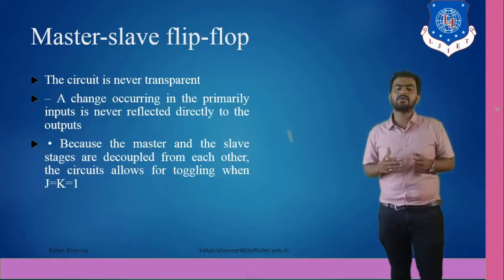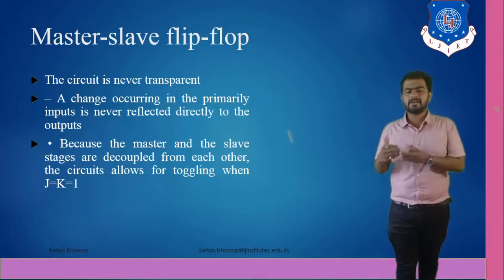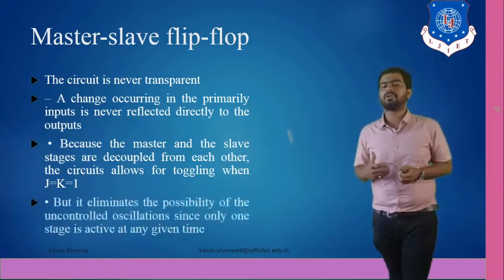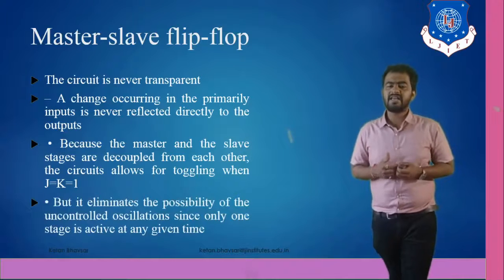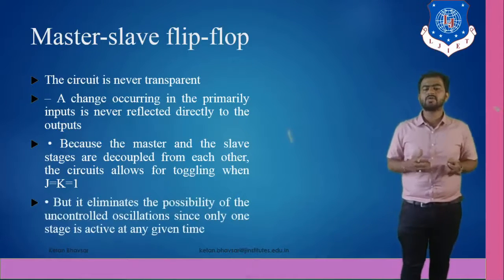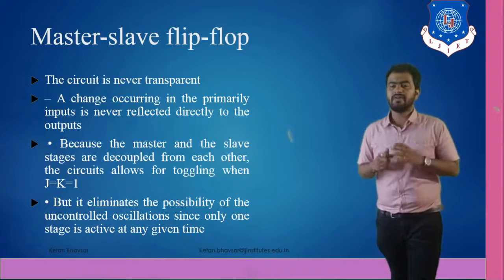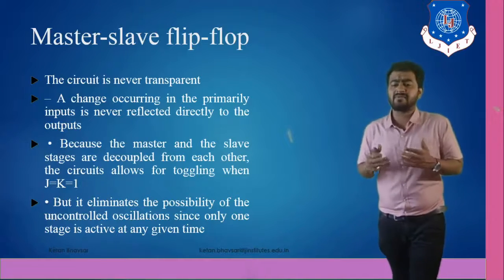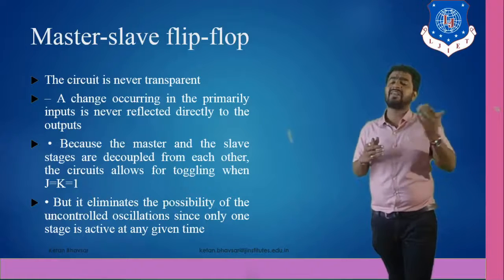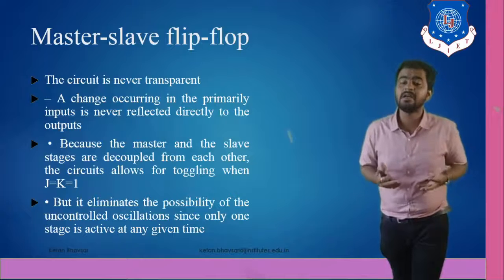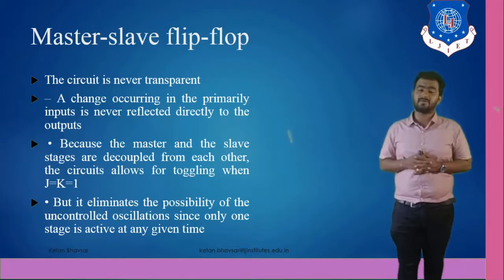Because the master and slave stages are decoupled from each other, the circuit allows toggling when J and K are both equal to 1. But it eliminates the possibility of uncontrolled oscillation, since only one stage is active at a time. So we cannot see any other problems arise, because only one stage is active at a time. Because of that reason, you are getting a far better result as compared to the other types of flip-flop.